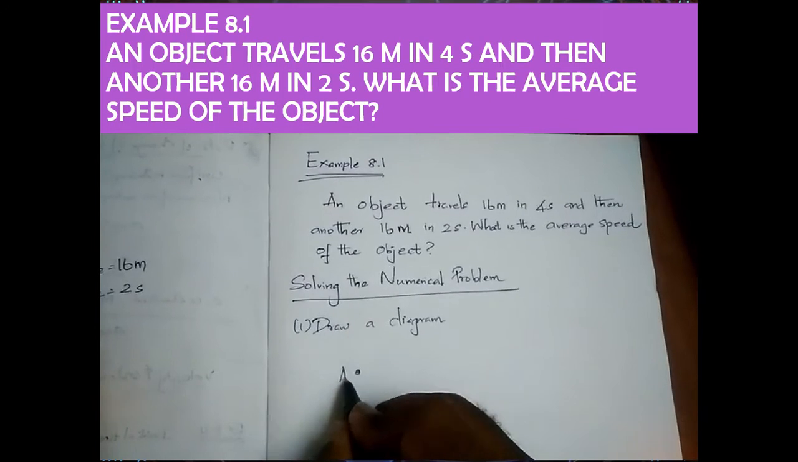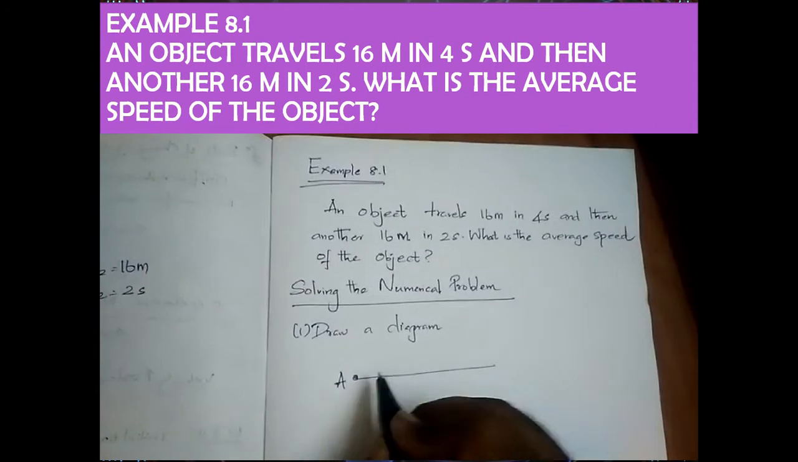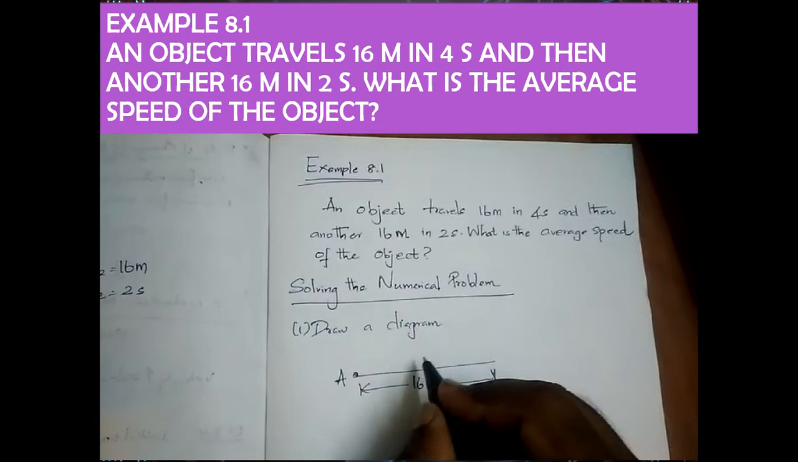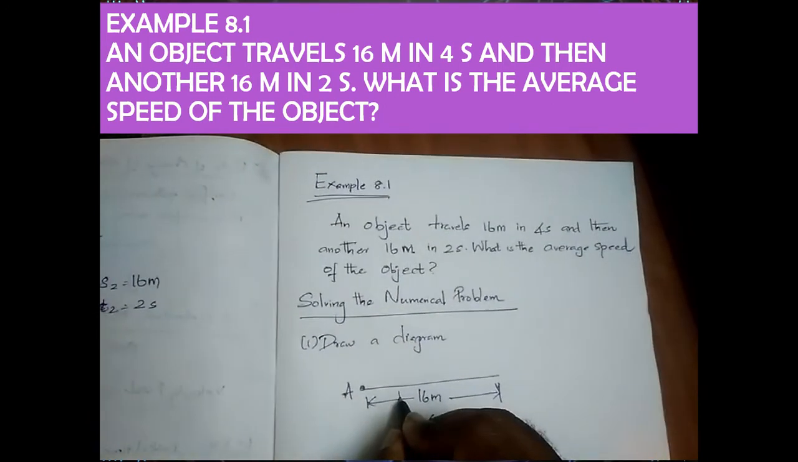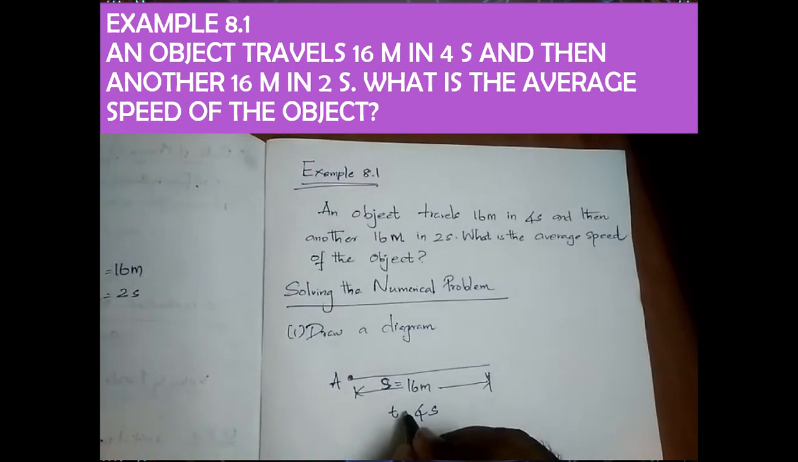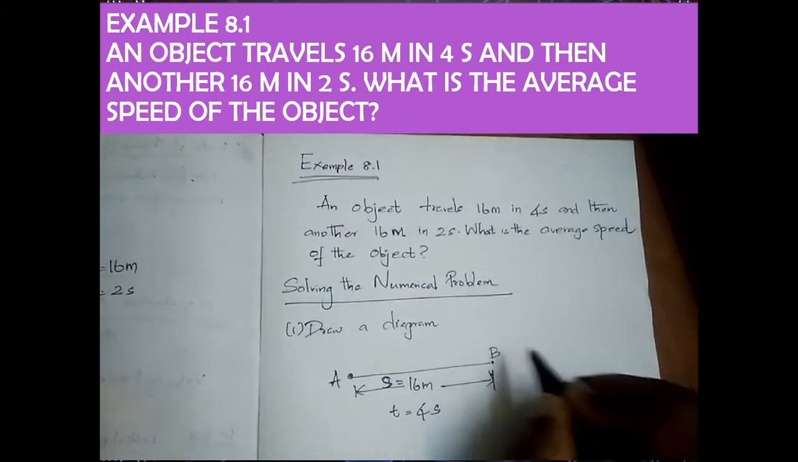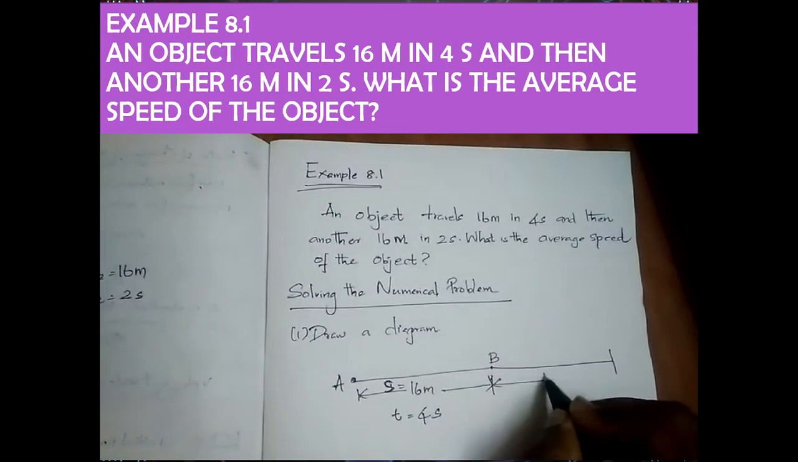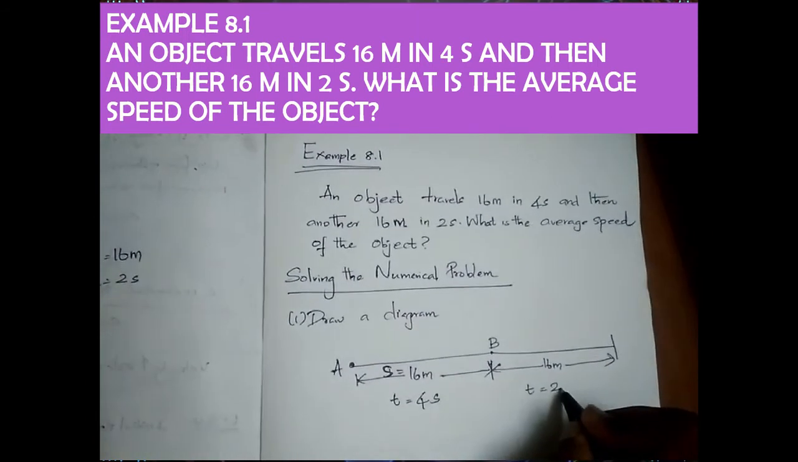So this is the point A. From point A, the object travels 16 meters to point B in 4 seconds. So the distance traveled is 16 meters and the time taken is 4 seconds. Let that point be B. From there, it is traveling another 16 meters for another 2 seconds.